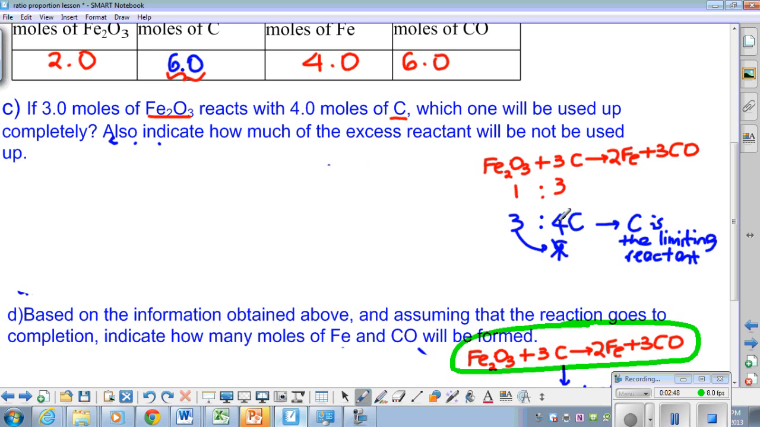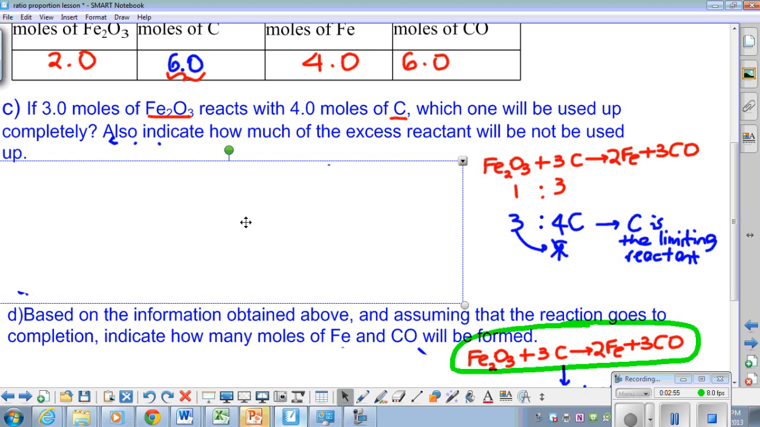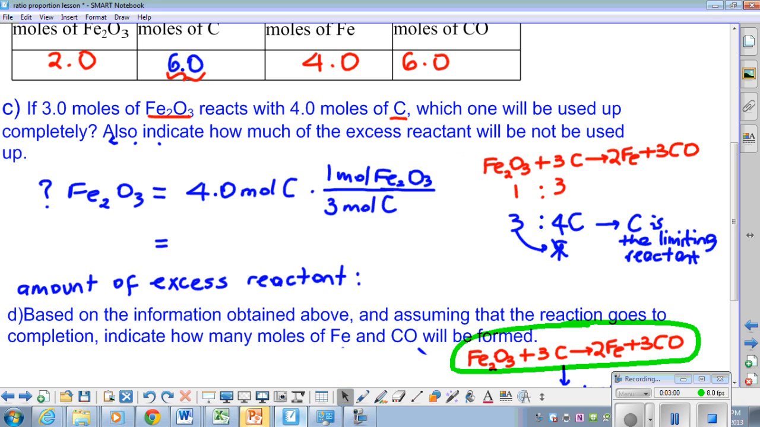properly reacts with how much iron oxide. Let's figure that out. Begin with 4 and find out how much iron oxide that will be going into reaction. Here I set that up already. The unknown is the quantity of Fe2O3. We have 4 moles of carbon. And here's our conversion factor given to us in the 1 to 3 ratio: 1 mole of iron oxide to 3 moles of carbon. The way we write them down is so that we can cancel the carbons and be left with what we're looking for. And there we have it.